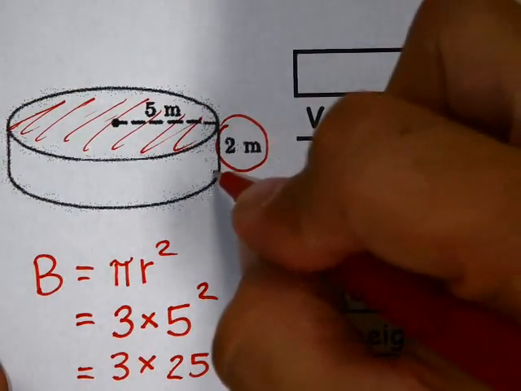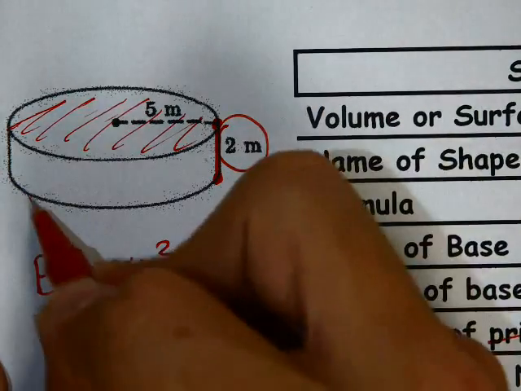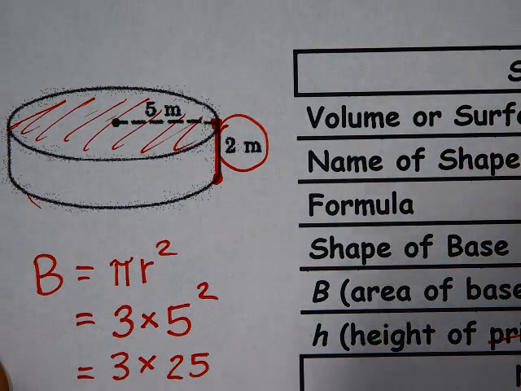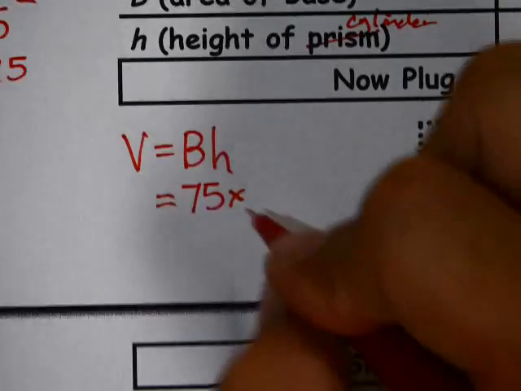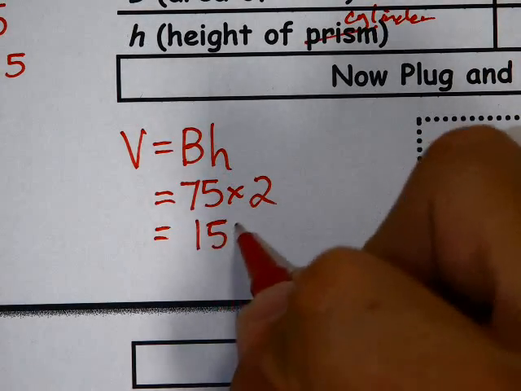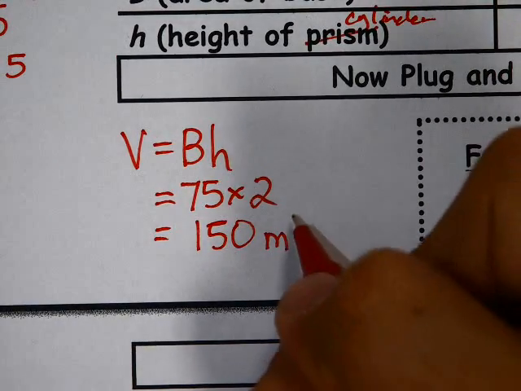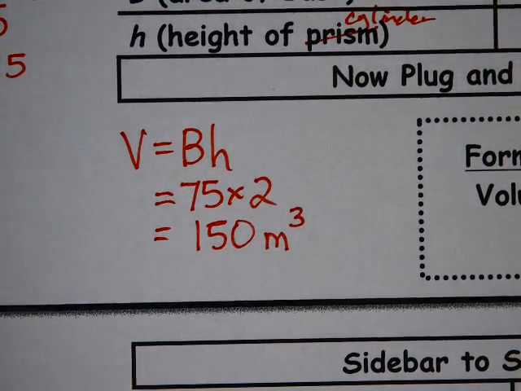The height, again, the height is the line that connects the two bases. So that line right there connects the circle on the bottom to the one on the top. So that's my height, 75 times 2 gives me an answer of 150. And since we're dealing with meters, and since this is volume, we write 150 cubic meters. So now we found the answer to that.